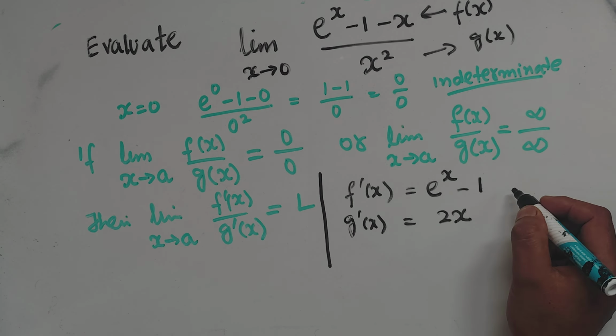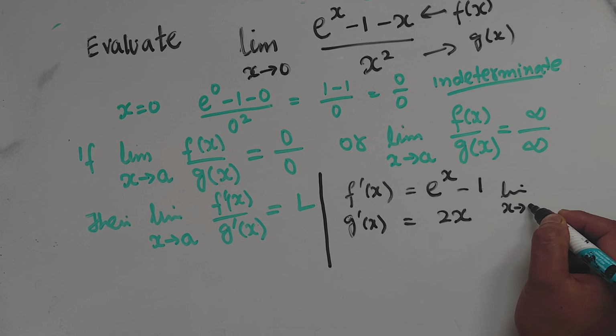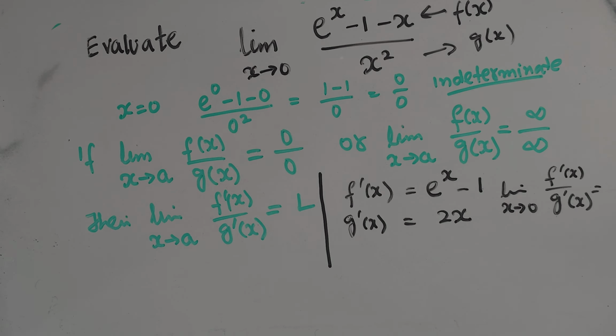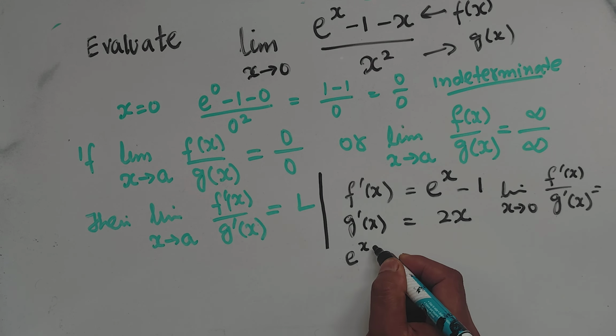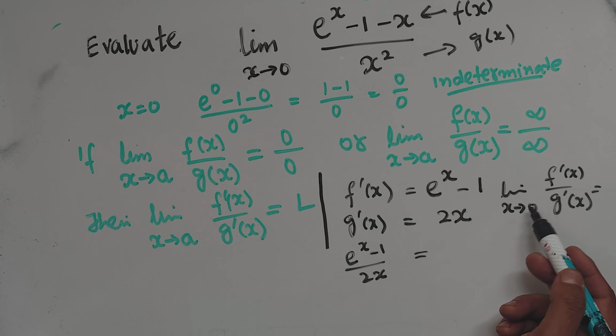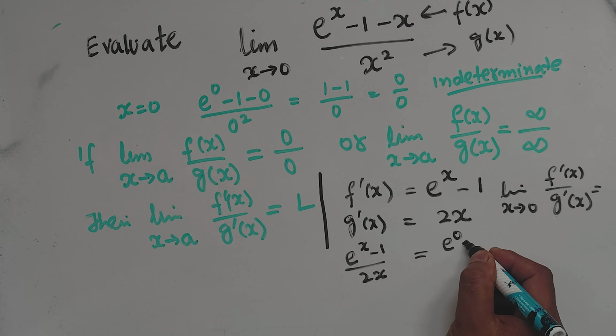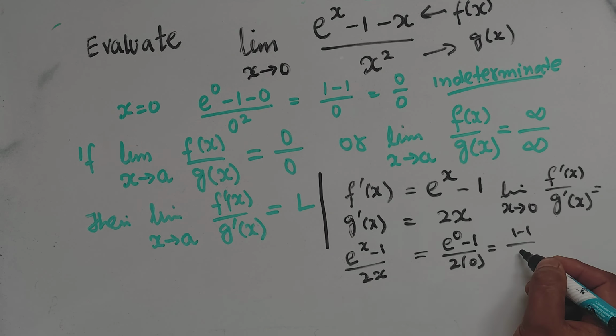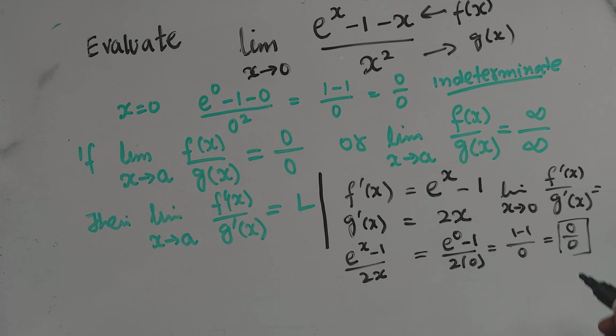Here we can see again the limit as x approaches 0 of f prime x upon g prime x is equal to, so I don't have the space here, so let me write it here. So f prime x upon g prime x means (e^x - 1) divided by 2x. Okay, it will be equal to, if x is equal to 0 here, we will get (e^0 - 1) divided by 2 into 0. Here we get 1 minus 1 upon 2 into 0, which is 0. So again we get 0 upon 0. We are again getting an indeterminate form.